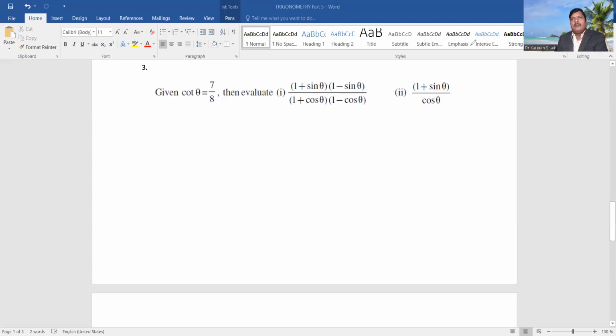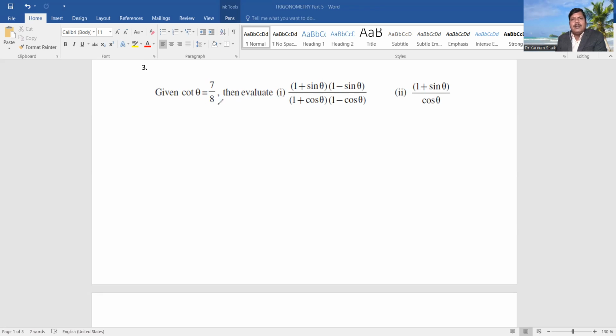I hope it's clear. So here, cot theta is given as 7 upon 8. They are asking to find the value of (1 plus sin theta) times (1 minus sin theta) upon (1 plus cos theta) times (1 minus cos theta). We can do this problem by using the previous concept, the right angle triangle. Cot is adjacent upon opposite. So 7 is the adjacent side, and 8 is the opposite side. So we can find the hypotenuse, then find sin theta as well as cos theta separately, then replace the values and you will get the answer. That is one method.